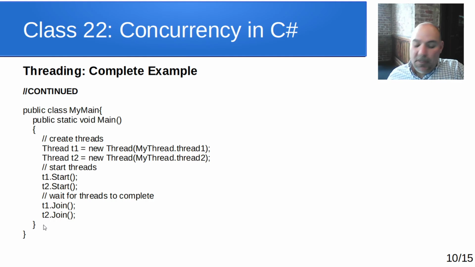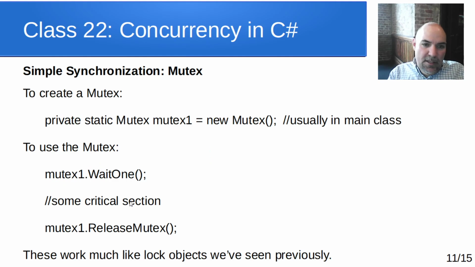Now, one of the things about C-sharp threading is that, just like the other things, because those threads are concurrent, we have a need for synchronization. C-sharp has a mutex class, and so we can create one. We can create one of these variables. In this case, I made a private static mutex, which could be public. We use the mutex class and create a new mutex, and usually that's in our main.